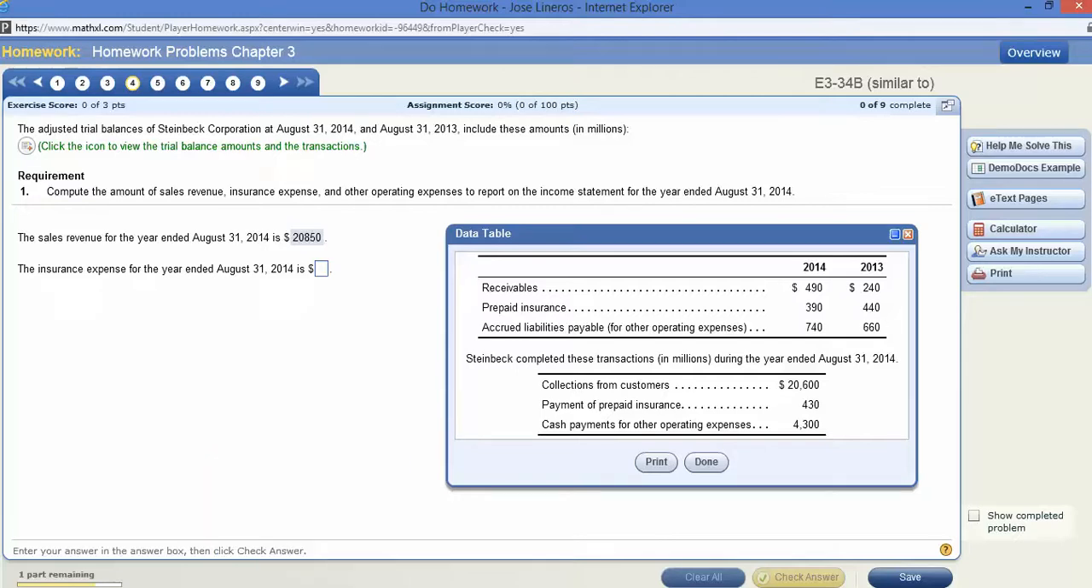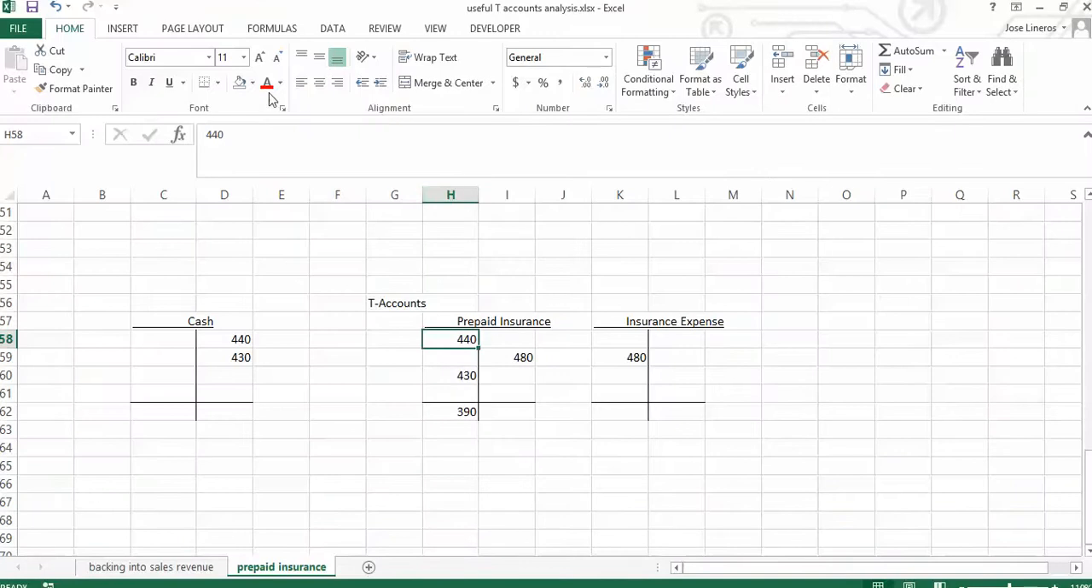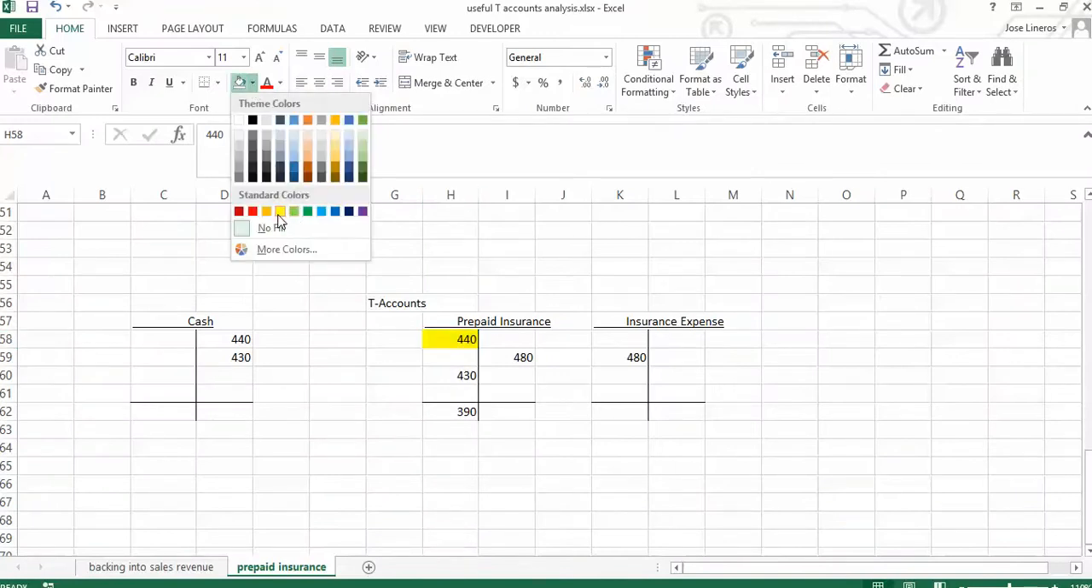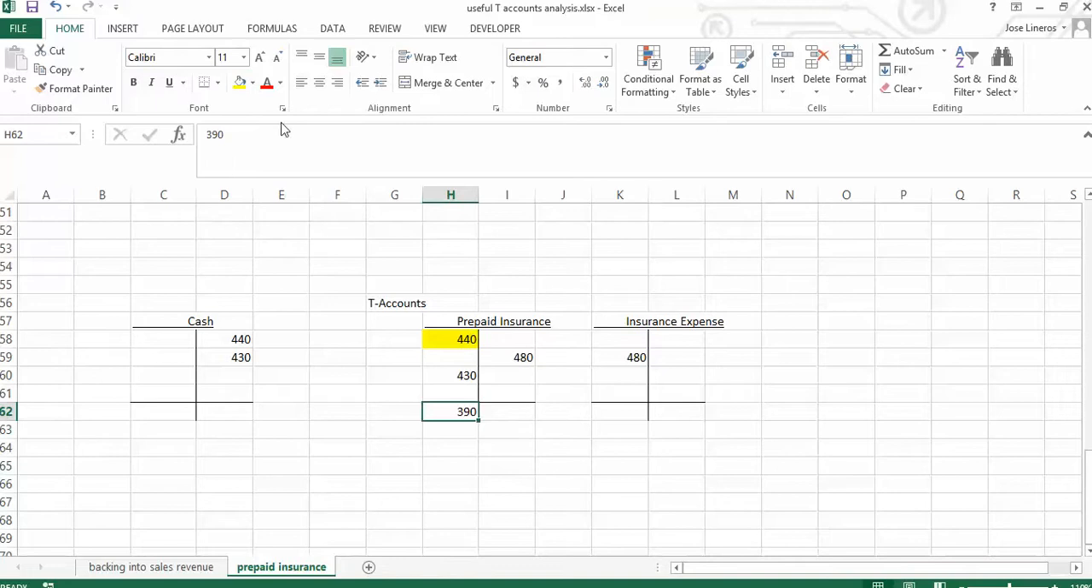440, 390. So we have 440 as a beginning amount. Let's go ahead and put that in yellow. And we have 390 as an ending amount. Now, if we have a debit, if we prepaid insurance of $440, there's got to be an offsetting credit in cash for that. Obviously, they don't give us insurance for nothing. We had to pay cash of $440, or somehow we had to have compensated them for the 440 we started with. This is somewhere in the past, we prepaid 440, and that's what we started with.